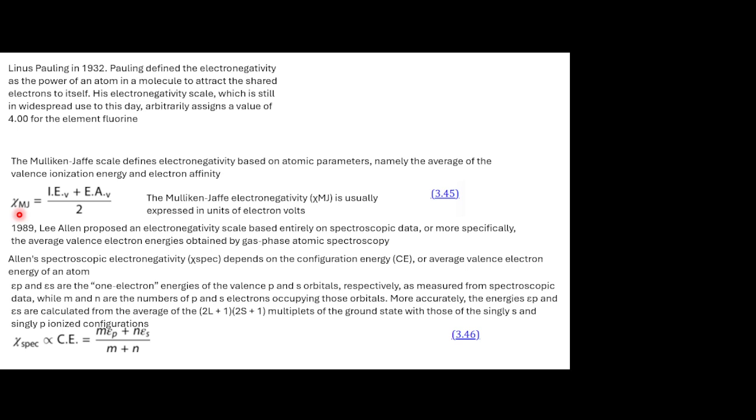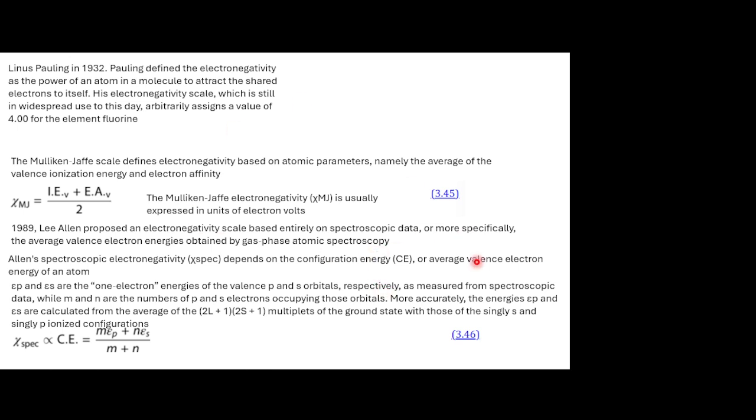This is the value they use, and chi is that symbol, that cursive-looking X, and this is MJ for Mulliken-Jaffe, which is usually expressed in EV, electron volts. In 1989, Leland Allen proposed an electronegativity scale based entirely on spectroscopic data. So you could easily do these in spectroscopy and solve them without a lot of theoretical work or a bunch of different experiments. You just shine light at something. Okay.